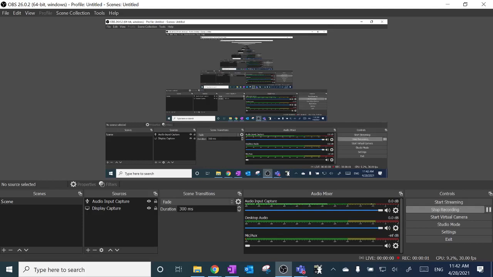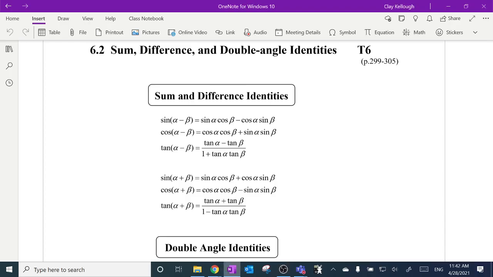We're rolling. Okay, so this is our lesson for 6.2 today. And for 6.2, what I wanted to do is sum, difference, and double angle identities. And lucky for us, we get them all on our formula sheet. You don't have to memorize these.